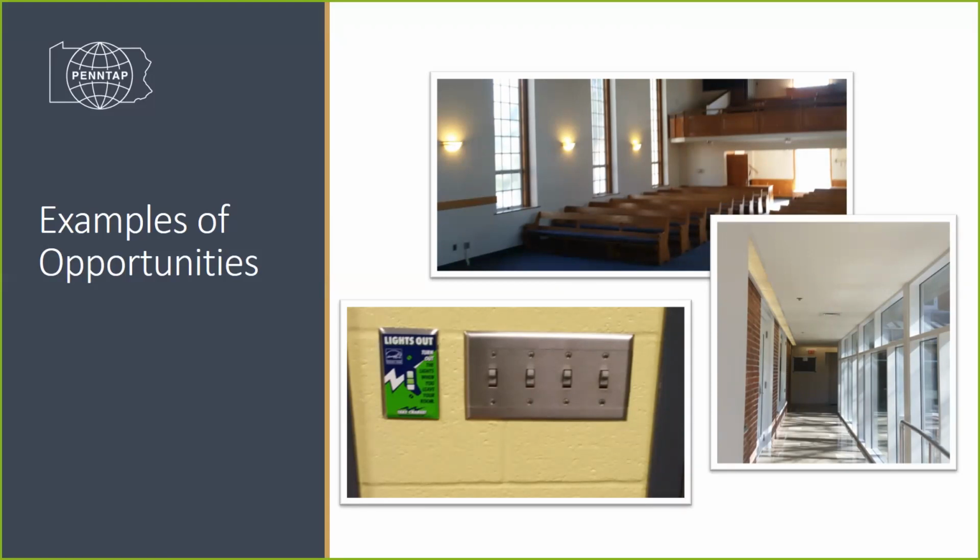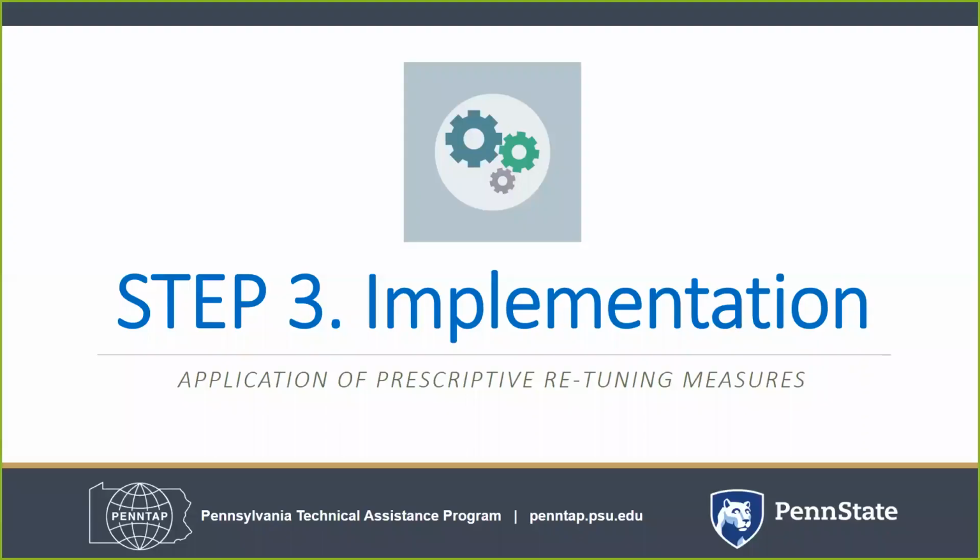We're going to move on to step 3 now. And this is the application of prescriptive retuning measures. In the next few slides, we're going to provide a few implementation ideas in each category for the most common problems found in BRT. Of course, these categories include, as I mentioned earlier, building envelope, HVAC and air distribution, lighting, and hot water systems.